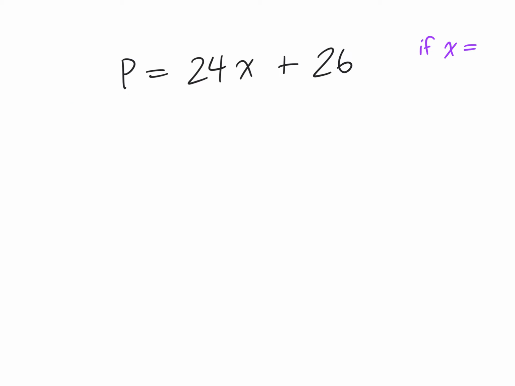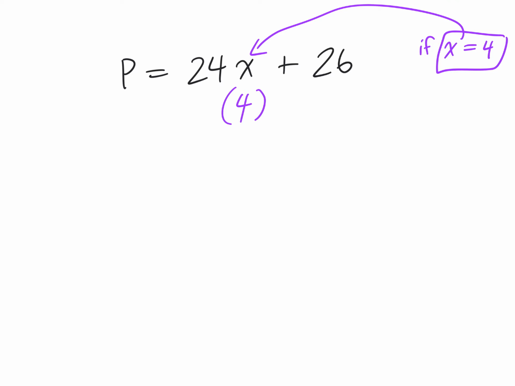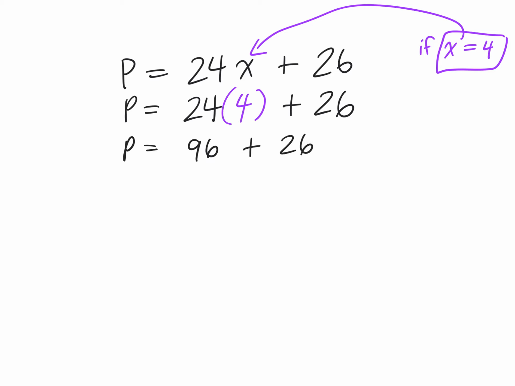If x equals 4, you're going to replace that with 4. So what's the operation? Add or multiply? So perimeter is equal to 24 times 4 plus 26. 24 times 4 is 96, plus 26. What's the final answer? 122. Good. What's the unit? Centimeters.